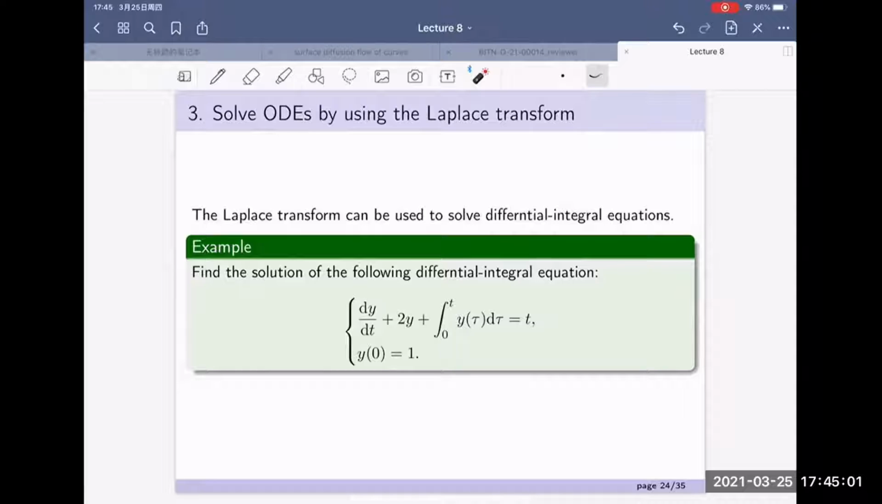So let's consider this differential integral equation. Let's apply the Laplace transform to it. So this term, what do we get? The Laplace transform of the derivative is equal to the Laplace transform of y multiplying s minus y0. But y0 is a given initial condition. It's 1.